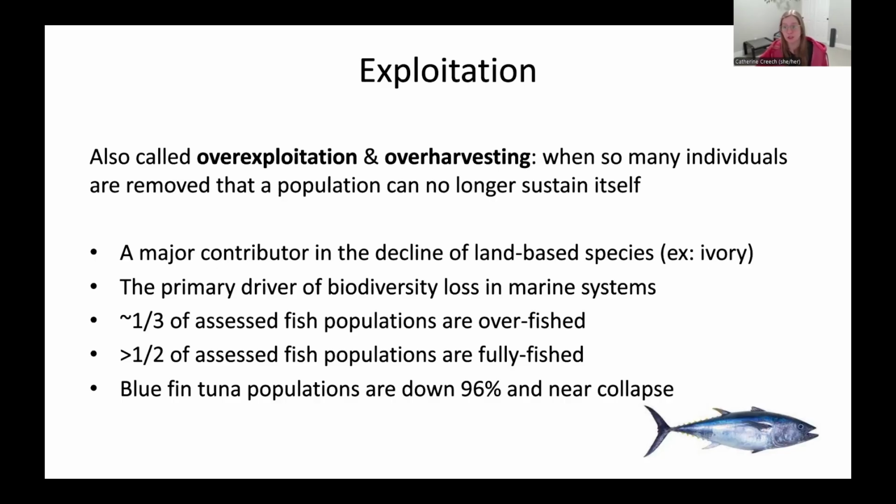This is a major contributor to loss of land-based species, such as through poaching of ivory, and it's also a main driver of loss in marine ecosystems. We have looked at fish populations and found that 1/3 of them are overfished, and half of the others are fully fished, so we can't fish them anymore. For example, the bluefin tuna populations are down 96% and they're near collapse because it is a hugely popular fish.